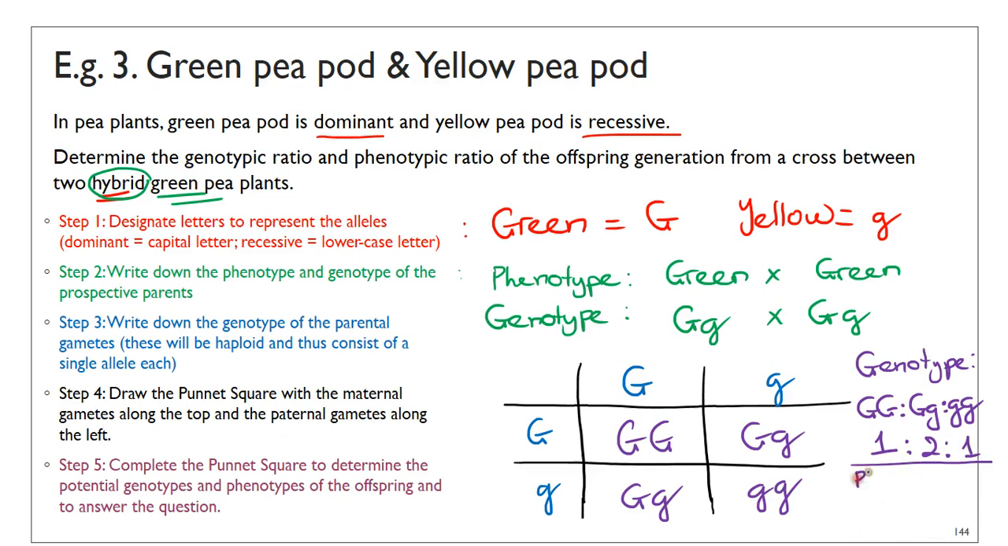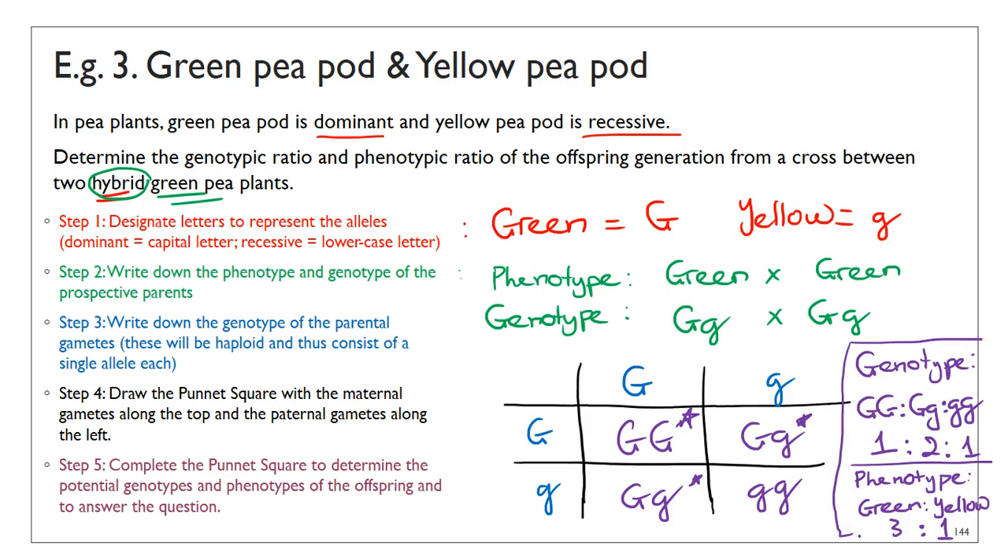Now the phenotypic ratio is going to be different, because both the homozygous dominant, so the capital G, capital G, and these two, the phenotype that you see is just going to be green pea pod. So the phenotype is actually green over yellow, being a 3 to 1 ratio, because 3 out of the 4 possible genotypes of the offspring are going to show the trait green. So that's going to be the genotype and phenotype ratio for the F1 generation in this case.